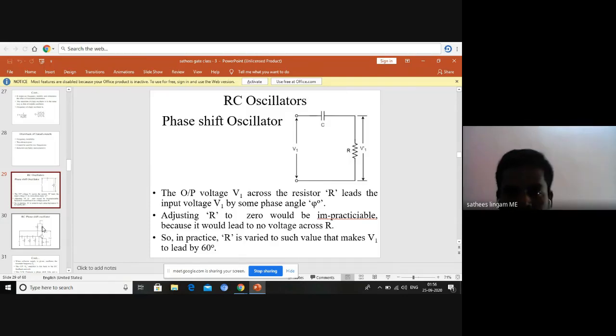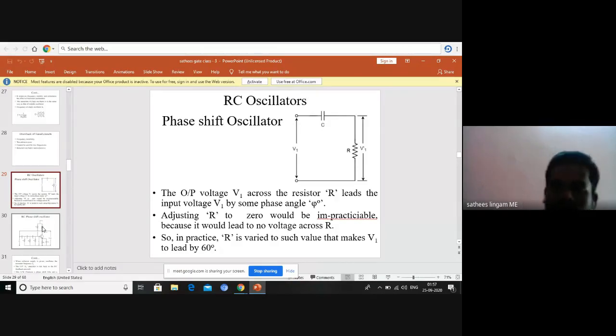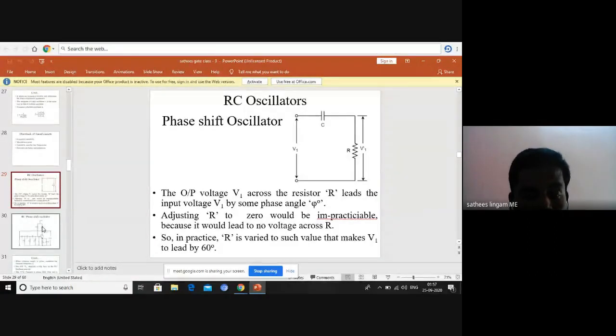Here, when R is equal to zero, the phase angle is 90 degrees, but that cannot happen in practice. It is not possible to reduce the resistance to zero, because it would lead to no voltage across R. So in practice, R is varied to such a value that makes V1 lead by 60 degrees. So the RC network is creating 60 degrees by adjusting the R value.